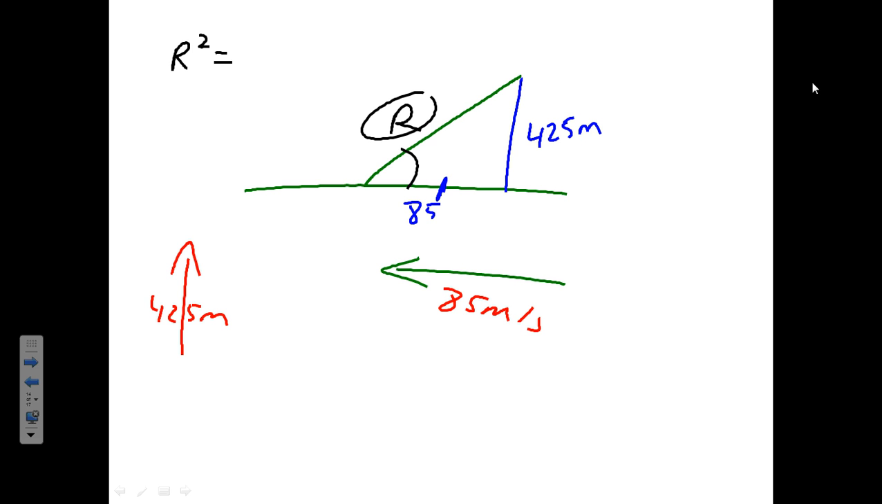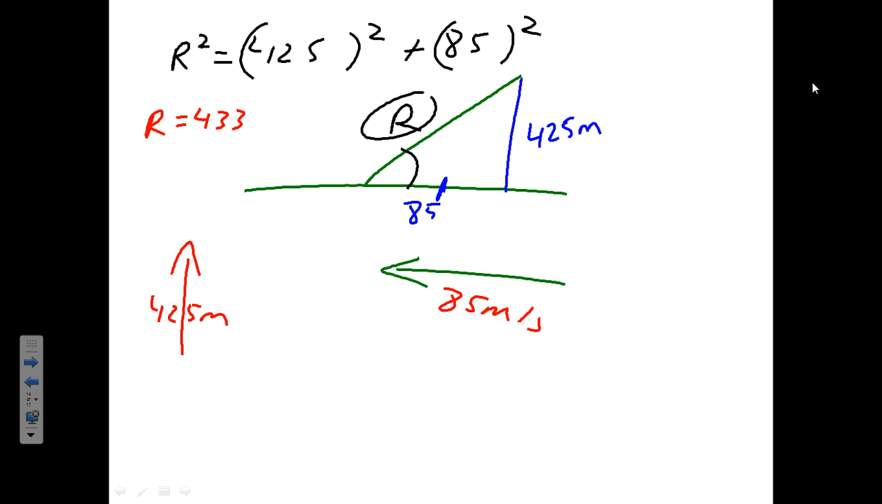So r squared equals 425 squared plus 85 squared. You know what this was? Number 12 I think is right. So 425 squared plus 85 squared, and these are different numbers than in the problem. Do the math on this. R comes up to be 433 with the 3 sig figs that we need.